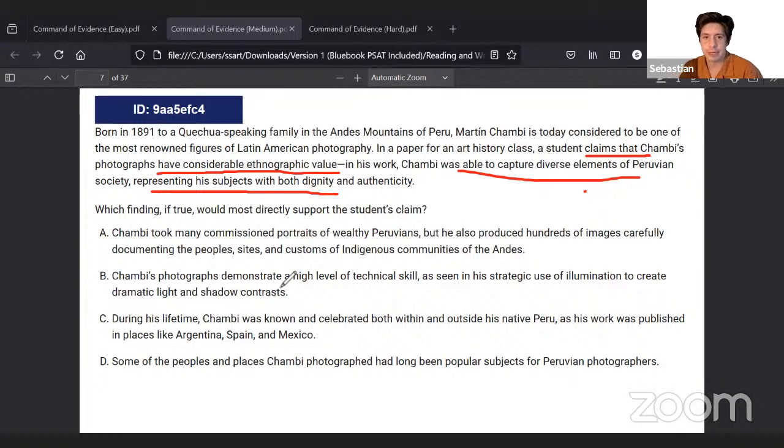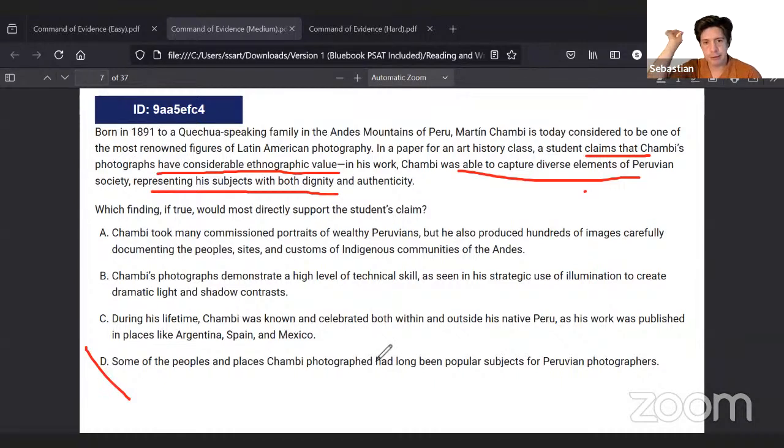A. Chambi took many commissioned photo portraits of wealthy Peruvians, but he also produced hundreds of images carefully documenting people, sites, and customs of indigenous communities in the Andes. Okay. That one seems like it could be possible, so I'm going to eliminate D for now.